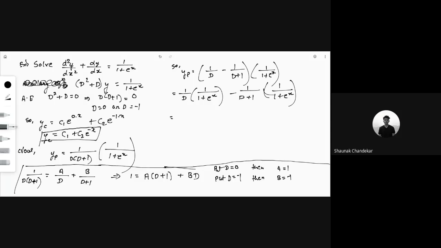Yes, sir. 1 upon D, 1 upon D in bracket e raised to x. No. What is 1 upon D? 1 upon D is nothing but... 1 upon D is... anyone else who can tell me what is 1 upon D?